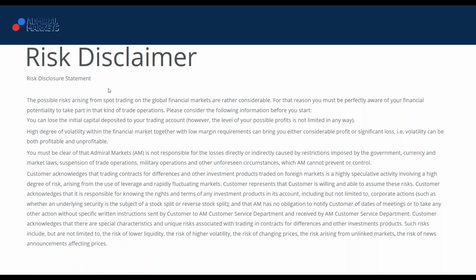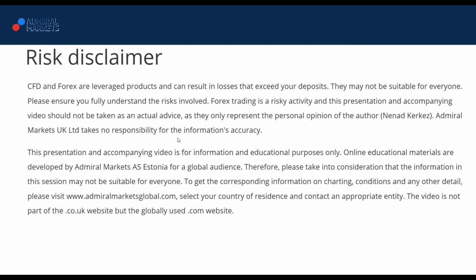Risk disclaimer stating all possible risks associated with the Forex market. And have in mind that this part of the risk disclaimer and the whole risk disclaimer is a part of the .com website. It's not a part of the .co.uk website. Everything that you see here is my personal opinion only. Every trade idea that I show you is my personal trading idea. CFD and Forex are leveraged products and can result in losses. Losses are normal, but try to keep them under control.